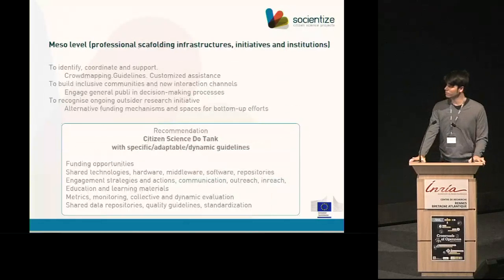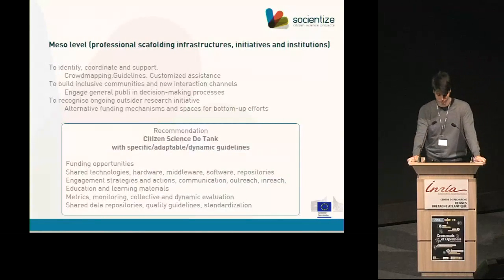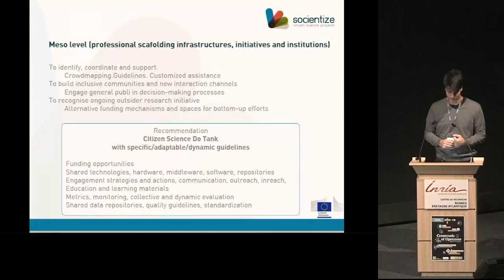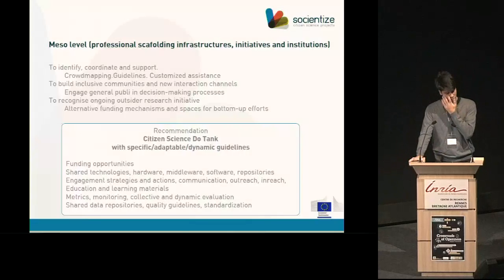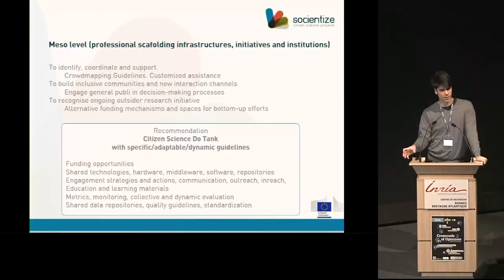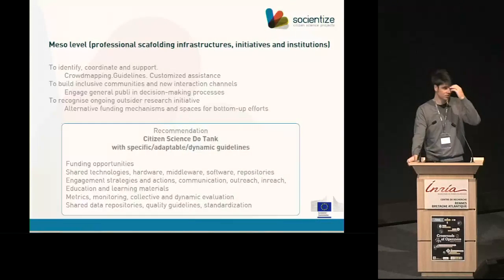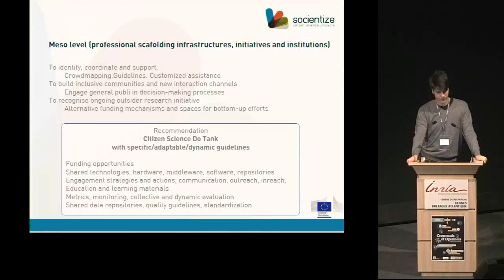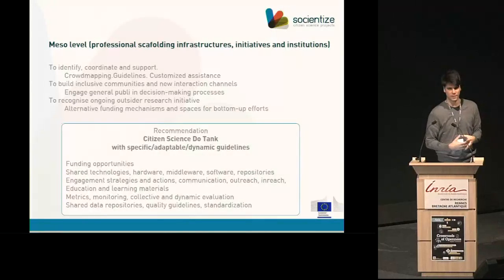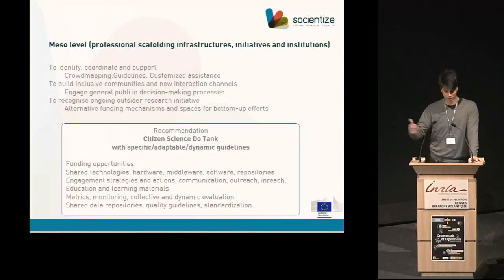Okay. About the meso level, this kind of scaffolding infrastructure, initiatives and institutions, we understood they want to play a leading role on the citizen science agenda. So we asked them to identify, to do crowd mapping, to provide concrete guidelines and specific assistance to the groups in their countries and in their environment. They need to build those communities and develop the interaction channels, meaning create open source web tools, mobile applications, also the middleware, the infrastructure, and so on. And they have to be coherent, and if there is a policy agenda about a national citizen science association, please include a citizen committee in your decision-making process.